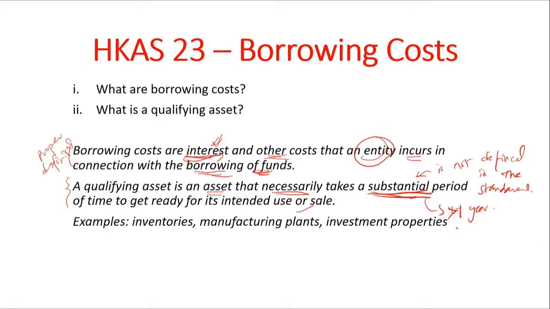This substantial period should be more than 1 year at least, I would say, from professional judgment. Based on this judgment, or if you look at the past papers, the substantial period should be greater than 1 year at least. Examples of qualifying assets would be inventory, manufacturing plant, and investment properties. It could be others as well, as long as the asset takes a substantial period of time to get ready for its intended use or sale, it would be a qualifying asset. And the borrowing cost on a qualifying asset can be capitalized.